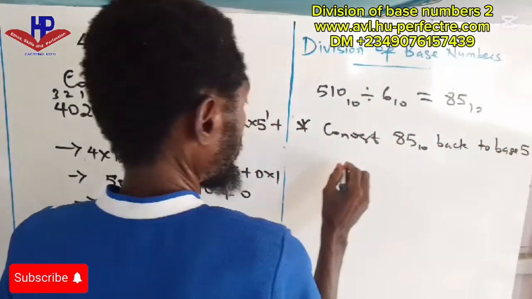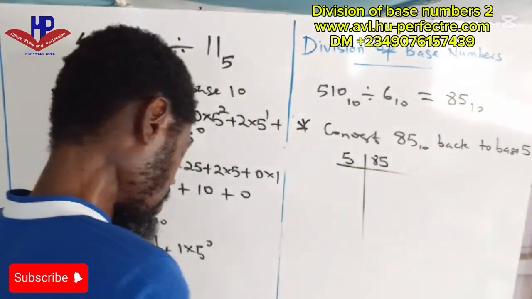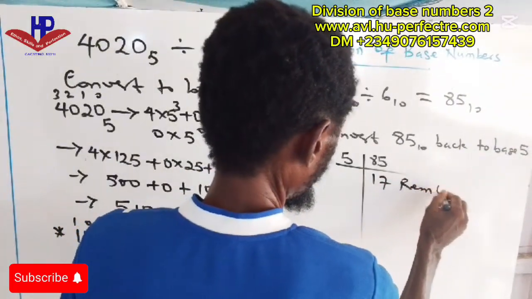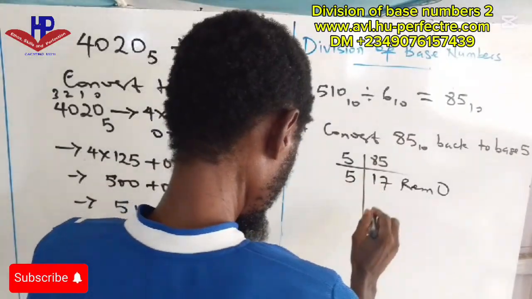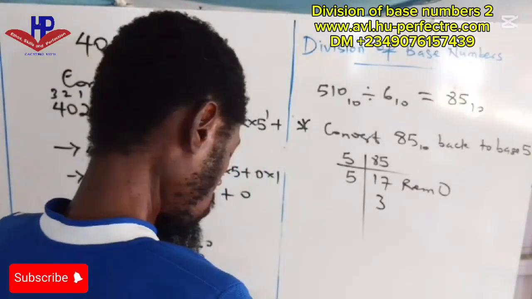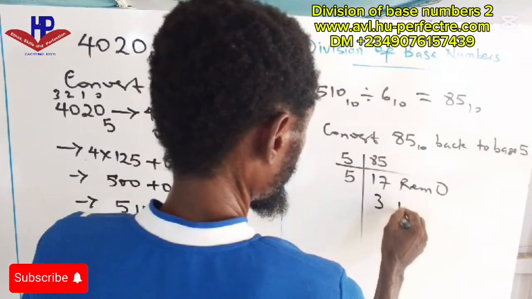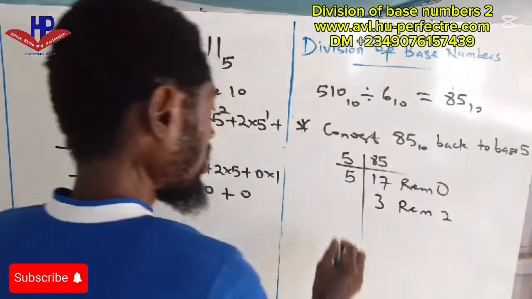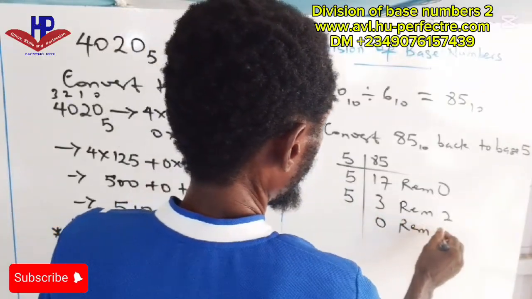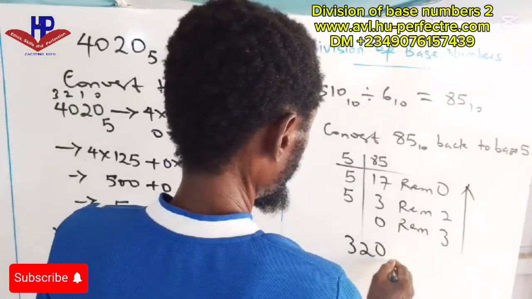If I do that, 85 divided by 5 will be 17, remainder 0. 5 can also go into 17 3 times, remainder 2. 5 will not go into 3, that will be 0, remainder 3. Take your arrow from down upward. Your answer is 320 in base 5.